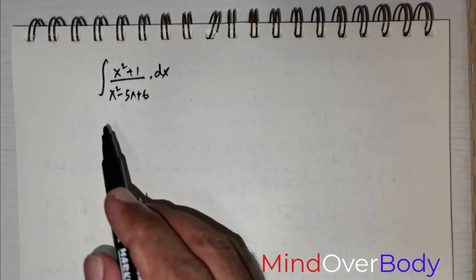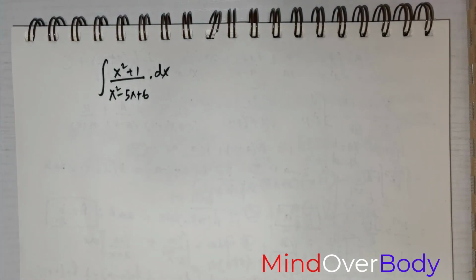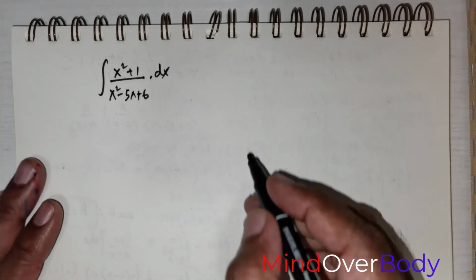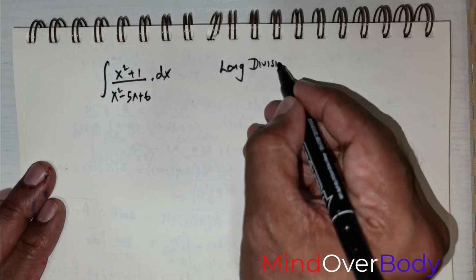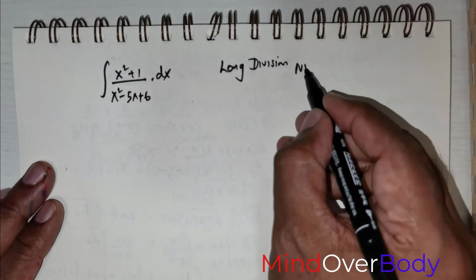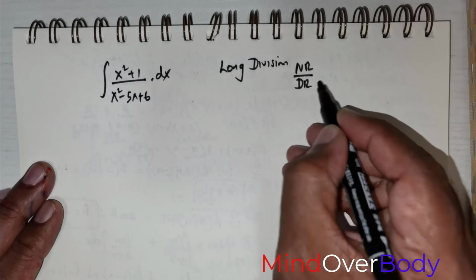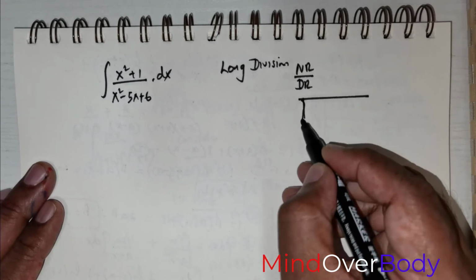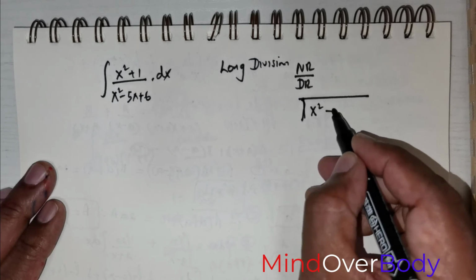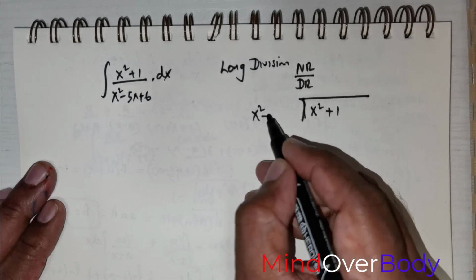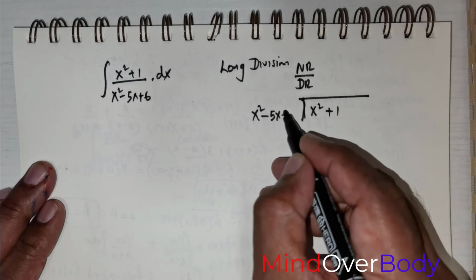In fact, we would not be able to apply partial fractions because they fail the required condition for the application of partial fractions. So in that case, what we have to do is use long division. We'll have to divide the numerator by the denominator. In this case, the numerator is x squared + 1, so we'll have to divide it by the denominator x squared - 5x + 6.